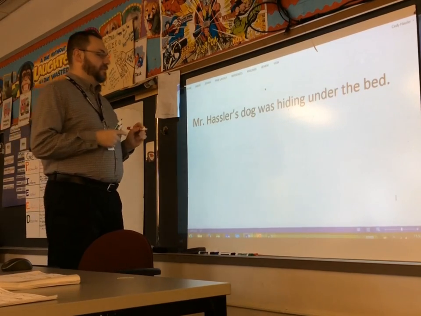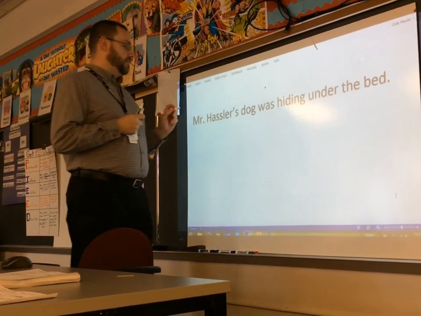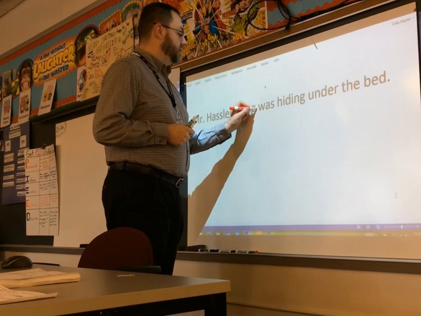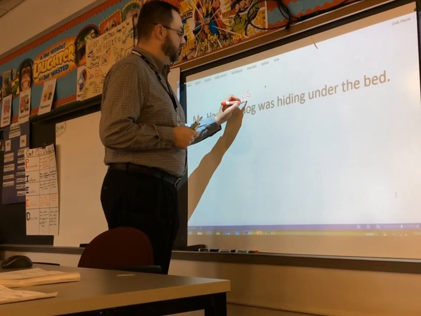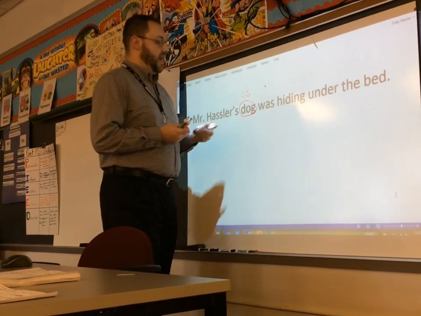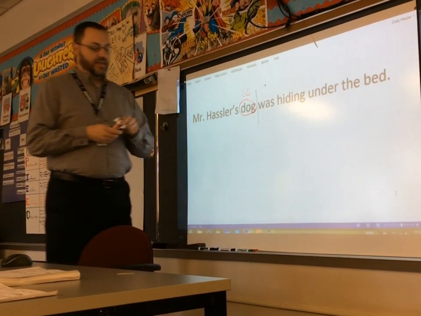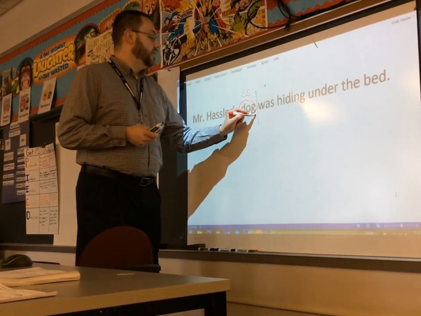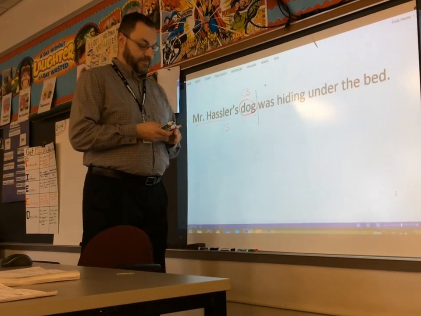For our second example, Mr. Hassler's dog was hiding under the bed. We first want to find the simple subject. In this case, it's dog. And we mark that with a double S. Once we have that, we can split the sentence in half, right here, with our black line, and then underline the sentence to the left for the complete subject.